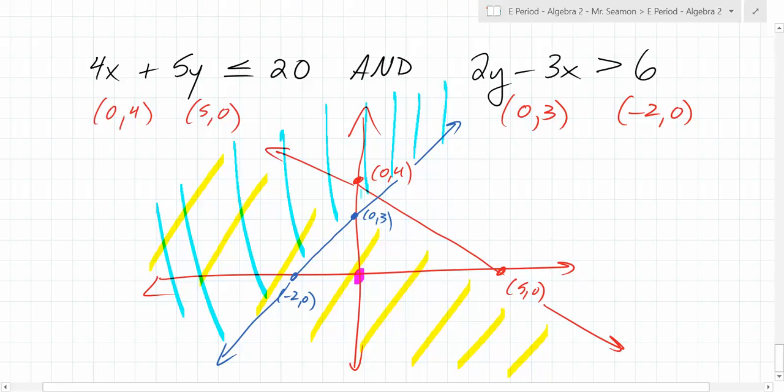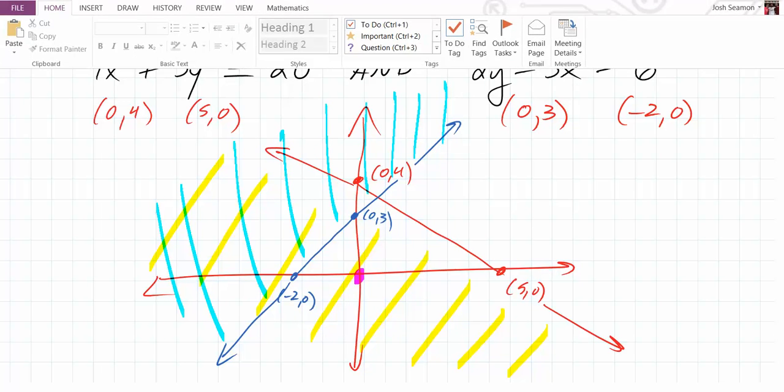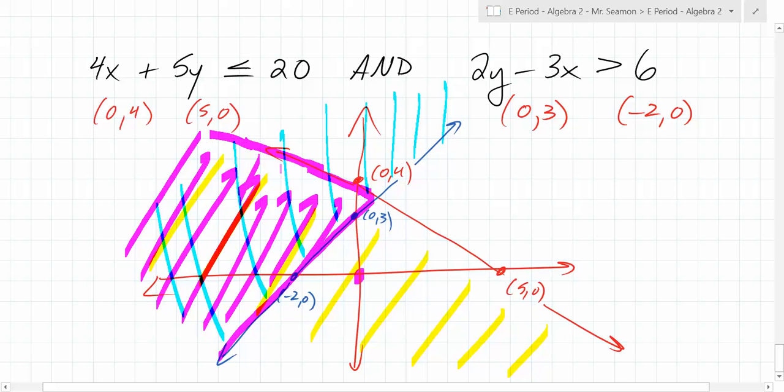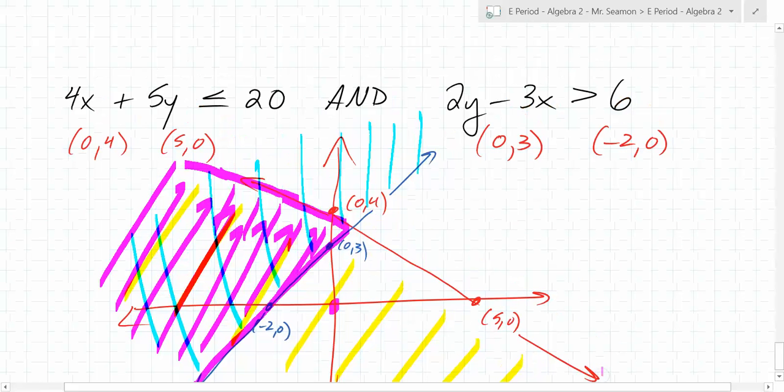Now, where do they intersect? They intersect right here. There's the intersection right there. Very good job, Nick.